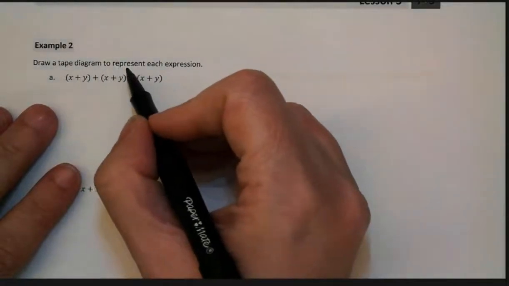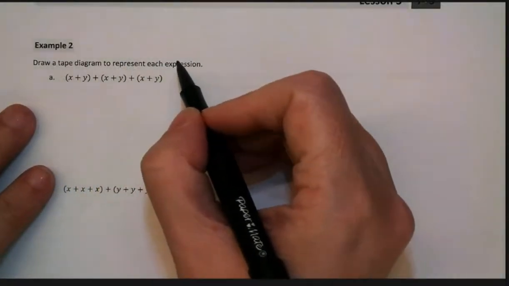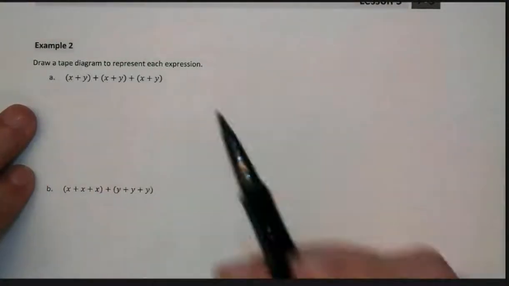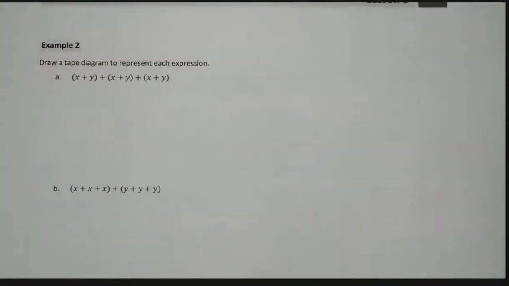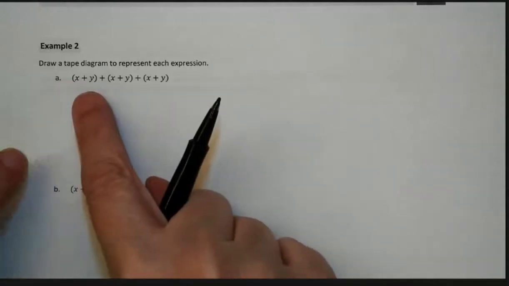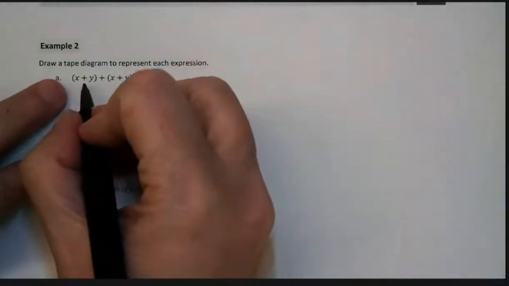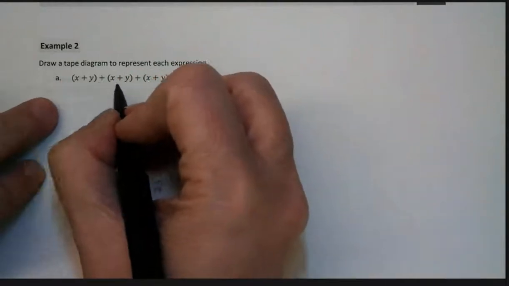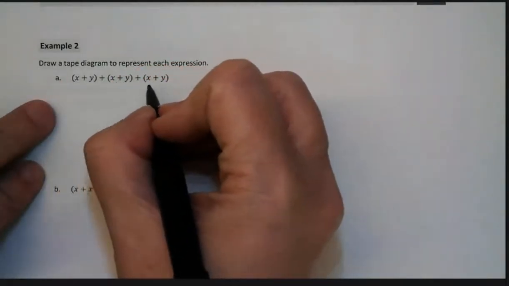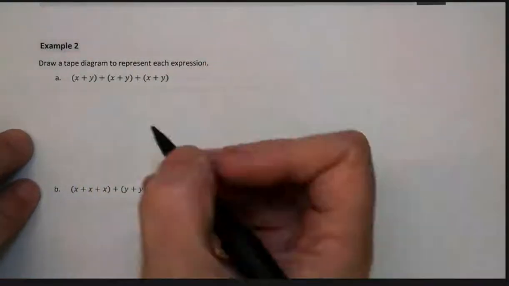Okay. On example 2, we're drawing tape diagrams to represent each expression. You'll notice that there's no numbers anymore on this. There's no numbers because we're moving beyond just using numbers. Sometimes we don't know the value yet, and so we represent it with a variable. So I'm going to choose a size. I've got x plus y, or the sum of x and y, plus the sum of x and y, plus the sum of x and y.